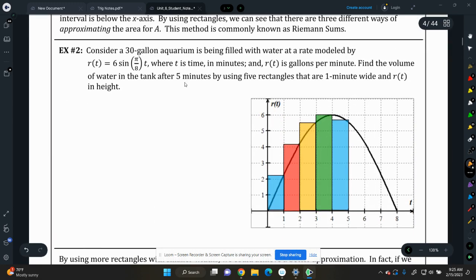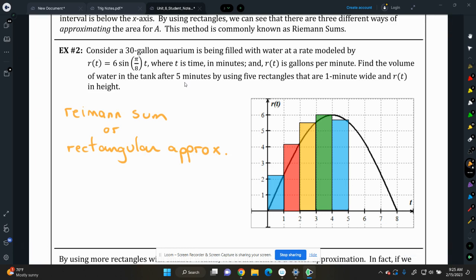A Riemann sum is basically, we start off with what we call the rectangular approximation. Sometimes you'll hear it said that way instead of Riemann sum. Riemann sum, or in this case, rectangular approximation. Sometimes we don't use rectangles, but right now we are.